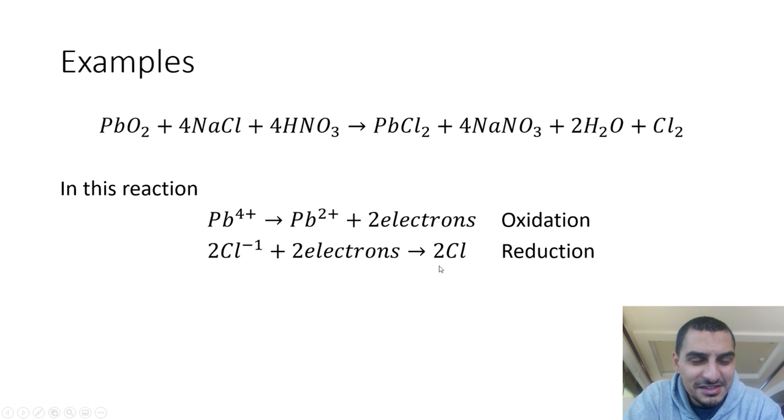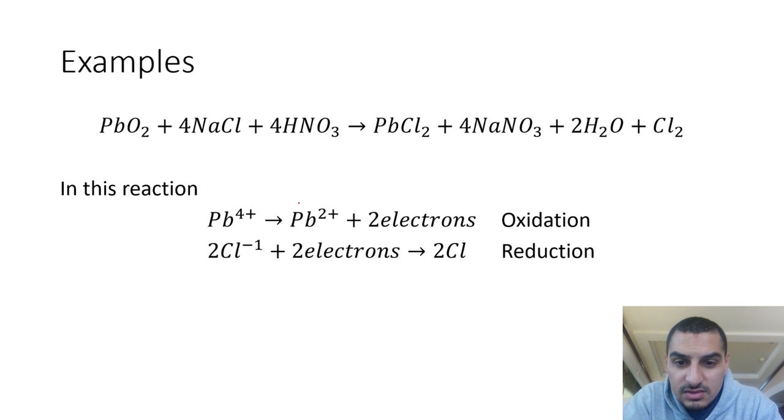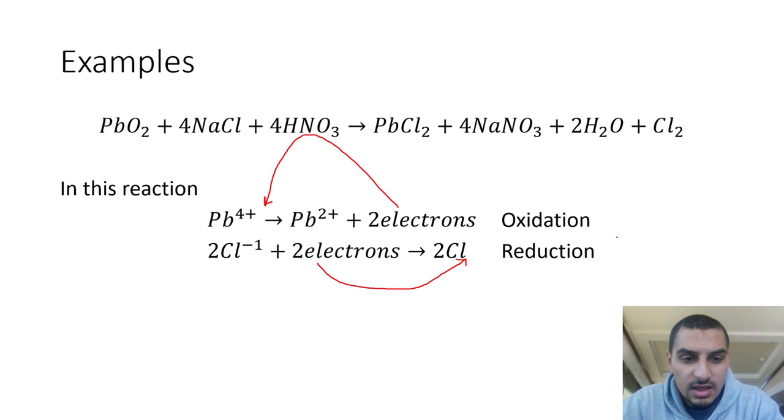Oh, I messed up everything, this is the other way. I'm sorry, this is a mistake. Let me write it here. So this should go here, and this should go here. I'm sorry about that. And this is oxidation, and this is reduction. So the lead gained 2 electrons to be lead plus 2. The number decreased by 2. And for chlorine, it started as negative 1 and turned into chlorine 0, losing 2 electrons.